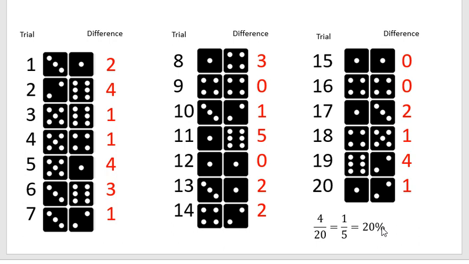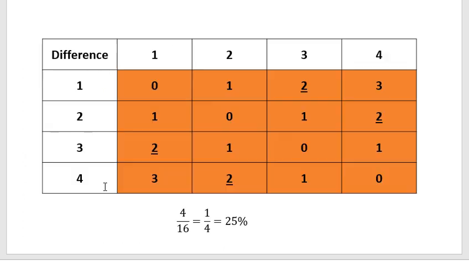So the numbers are close, but they're not exact. Our experimental probability for this particular experiment, this particular set of trials, was 20%, whereas for our theoretical probability, it was 25%. So they're quite close, but not exact. It is, however, what we might have expected because they are so close.